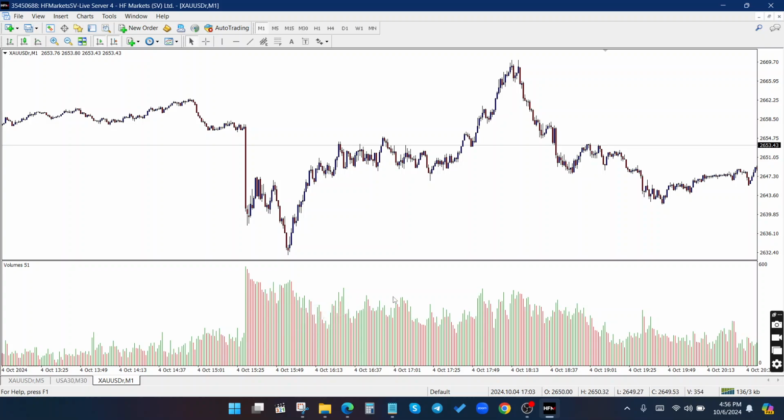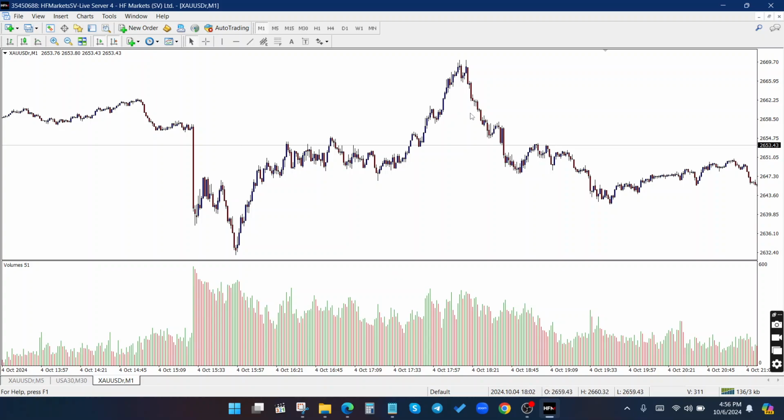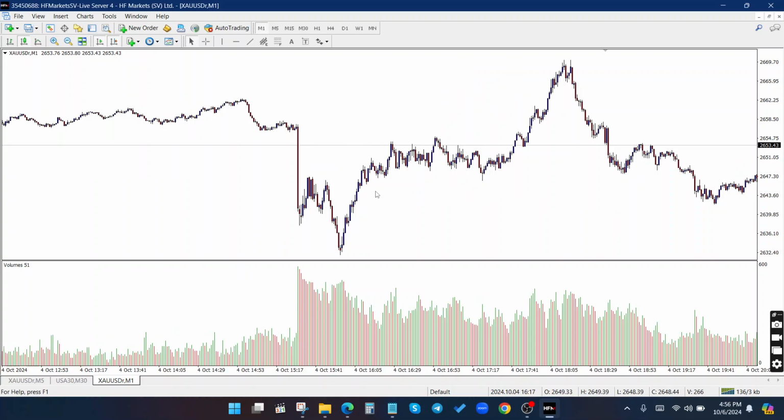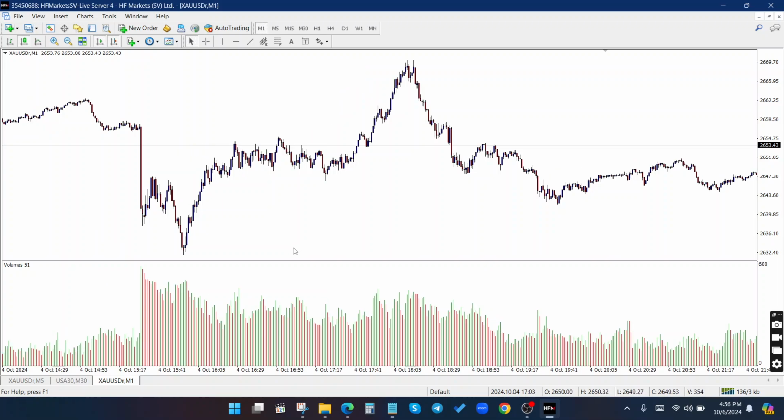This is the volume indicator. I already added it to the chart. It is very important to know how the volume interacts with price action in order to help you make more informed trading decisions in the Forex market. Now, let us look at how to read and interpret the volume indicator.